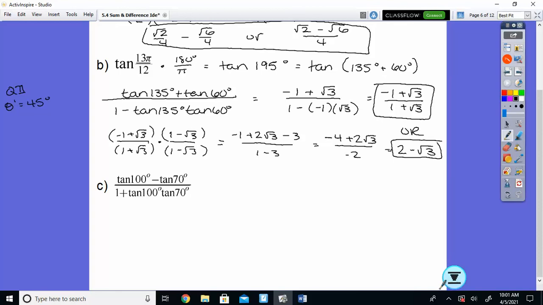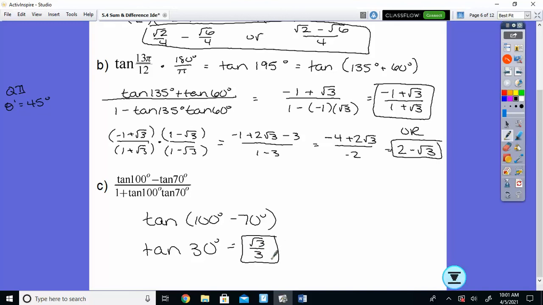Tangent of 100 degrees minus the tangent of 70 degrees over 1 plus tangent of 100 tangent of 70. What is that? It's the tangent difference formula, isn't it? So this would turn into tangent of 100 degrees minus 70 degrees if I use the left-hand side of the formula. So tangent of 30. So tangent, square root of the top over square root of the bottom, so 1 over radical 3, which gives us radical 3 over 3.